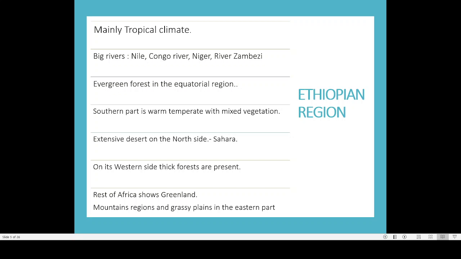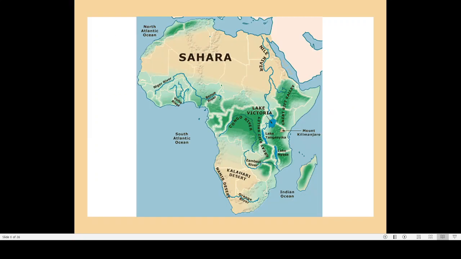Another peculiarity that we find in the Ethiopian realm is that there is extensive desert on the northern side. See, this is the Sahara desert. As I already told you, except for the middle of Africa, this northern portion of Africa is completely formed of desert. Similarly, the southern portion of Africa is also desert. See the Namib desert, then the Kalahari desert, and also the Sahara desert. And the Sahara is a very large area formed of desert.